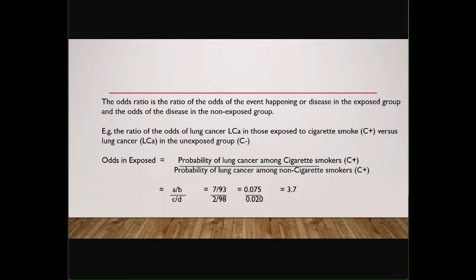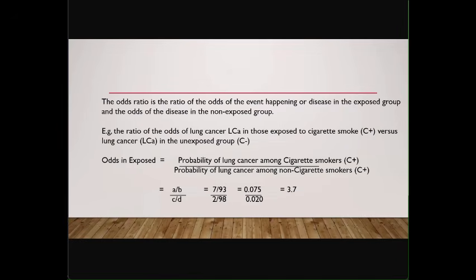The odds of exposure in lung cancer among those who are smoking versus those who are not smoking. So the probability of lung cancer among smokers over the probability of lung cancer among non-smokers. When you calculate it, what do you have? 3.7. Or a shortcut method is to do cross-product ratio. So when you follow A, B, C, D, you see what I mean. You just substitute with this value.